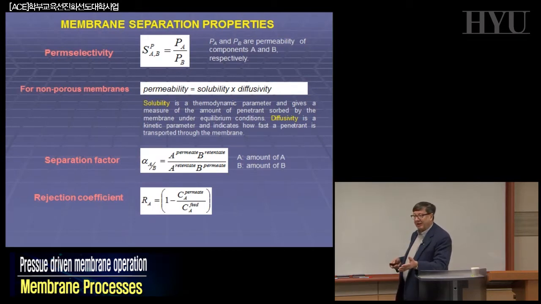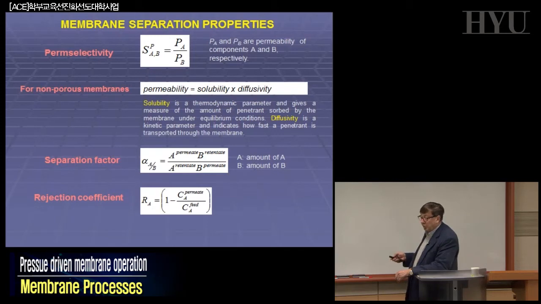How can we define which kind of parameter we are using for telling this? We can define what is called a perm selectivity. And perm selectivity, as you can see here, this S_AB, the perm selectivity between A and B, is given by the permeability of species A and species B as a ratio of these two permeabilities. So you just define perm selectivity as the ratio between the permeability of A compared to the permeability of B.